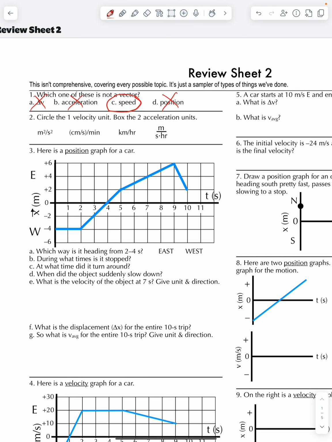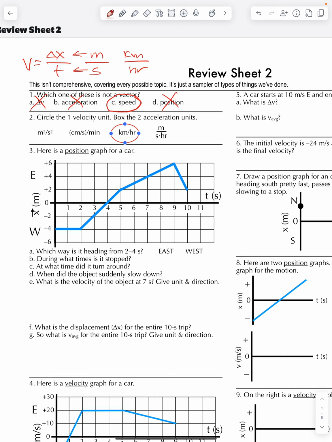Circle the one vector units below. So it helps if you remember the formula. I bet you already know or remember it, even though it's been a long time. That velocity, remember, is your change in position, like how far you go, divided by the time. So any velocity unit is going to be some kind of distance unit, like let's say meters, divided by any kind of time unit, like seconds. Or it could be kilometers per hour. Hey, there it is right there. So there is the velocity unit.